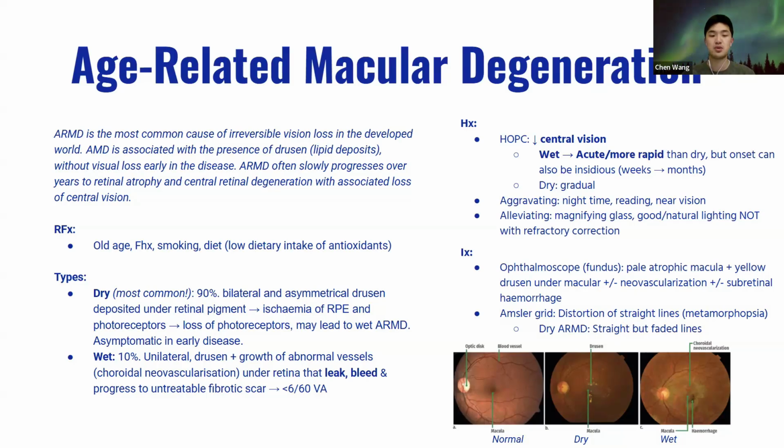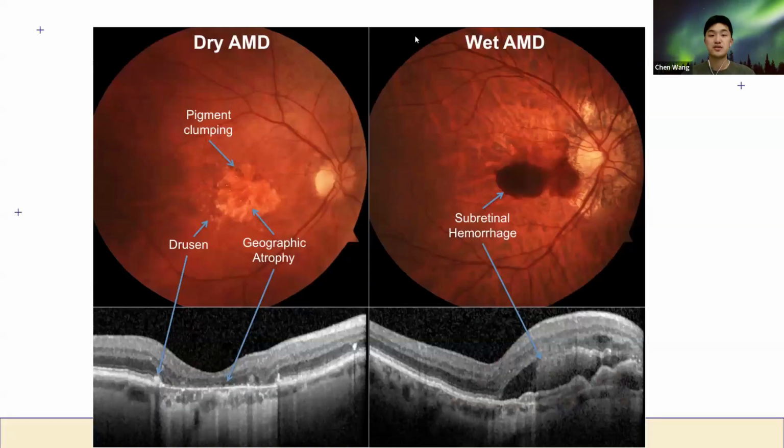So this is a really, really important differential to keep in mind. Looking at the two different types of age-related macular degeneration. So for dry AMD, we have some drusen being deposited under the retina itself. And the end stage of dry AMD is called geographic atrophy.